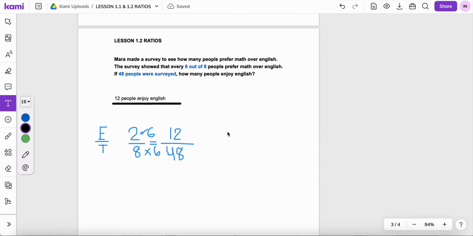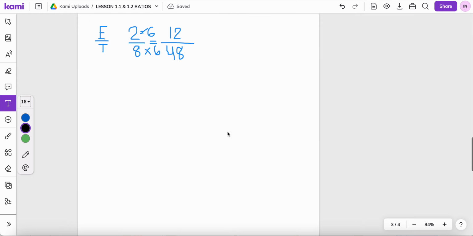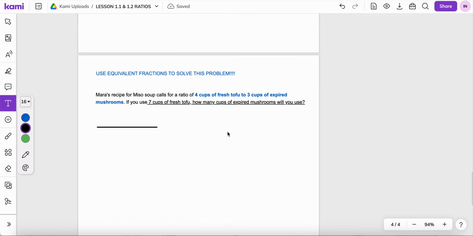Okay, let's move on to our next problem. Mara's recipe for miso soup calls for a ratio of 4 cups of fresh tofu to 3 cups of expired mushrooms. If you use 7 cups of fresh tofu, how many cups of expired mushrooms will you use?